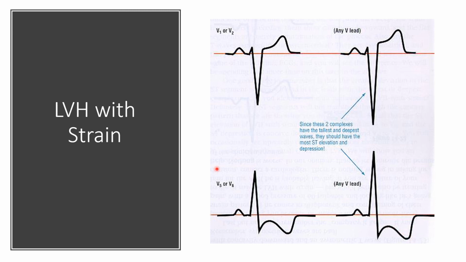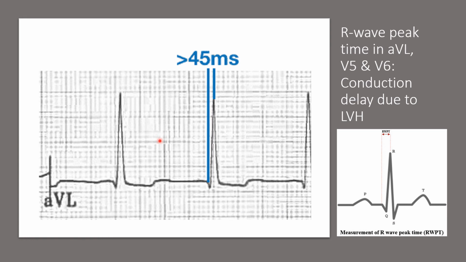In addition to being a diagnostic criterion, LVH with strain pattern can also be a prognostic criterion. Most patients with LVH with strain have a higher mortality rate and a higher rate of complications and heart failure. We have discussed three different criteria for left ventricular hypertrophy. Number one is left axis deviation. Number two is left ventricular hypertrophy criteria by voltage. Number three is repolarization abnormalities called LVH strain.